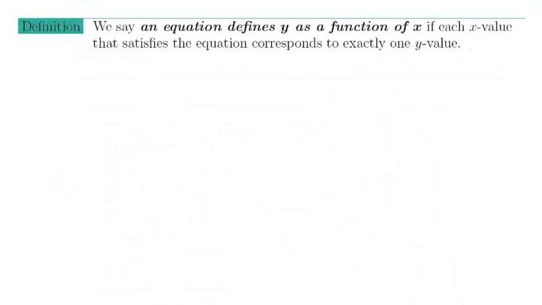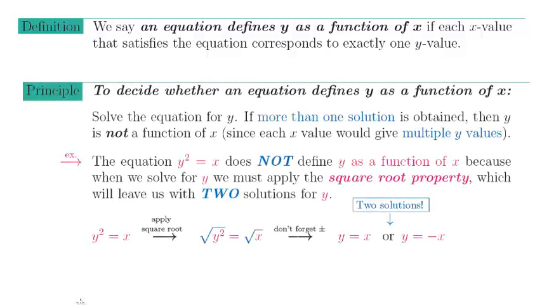Now let's take a look at relations and functions expressed as equations. We start with the definition. We say an equation defines y as a function of x if each x value that satisfies the equation corresponds to exactly one y value. Now, to decide whether an equation defines y as a function of x, we can apply the following principle. Solve the equation for y. If more than one solution is obtained, then y is not a function of x, since each x value would give multiple y values. Let's look at this example.